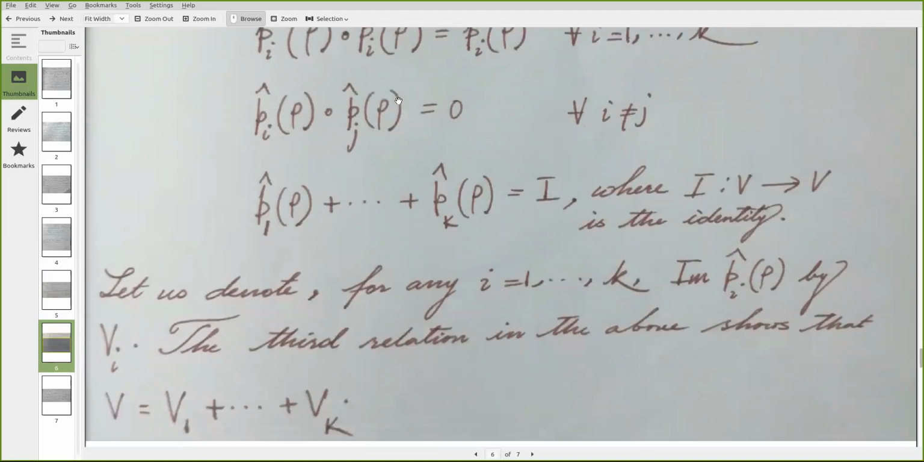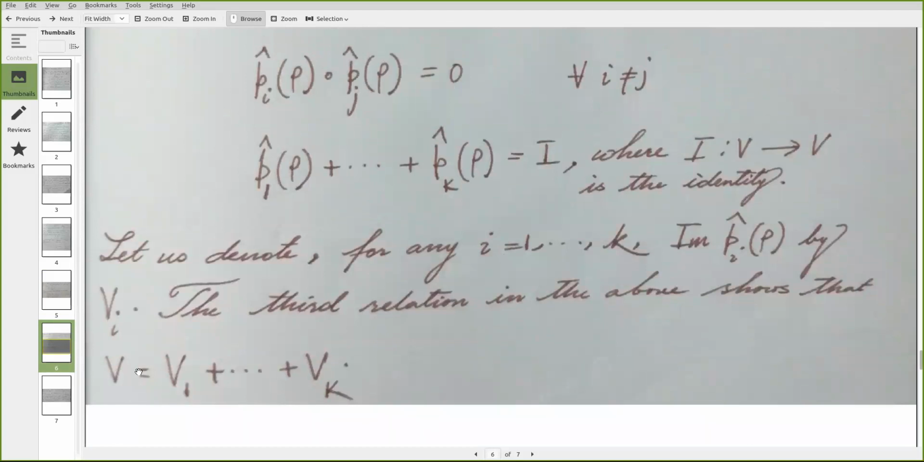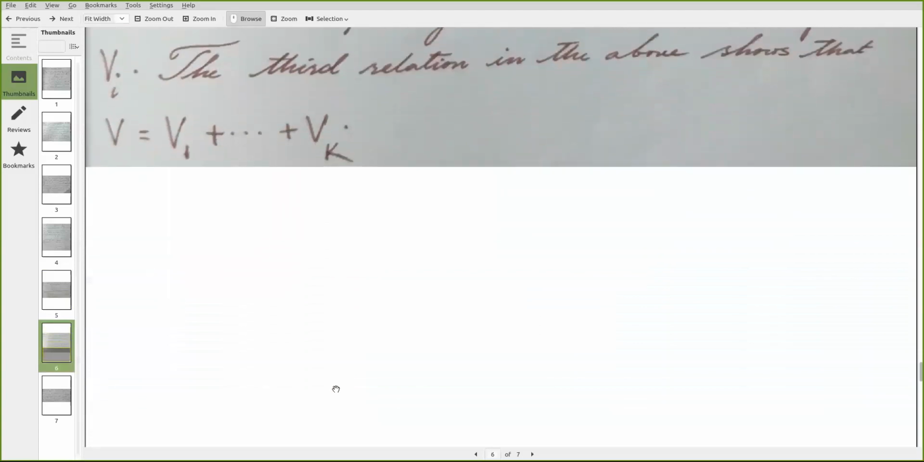Now to finish today's lecture, denote the image of rho PI hat by Vi. Now this says that V is nothing but the sum of the subspaces Vi, because for any small v, the last identity shows that v is rho P1 hat applied on v plus rho P2 hat applied on v plus up to rho Pk hat applied on v. So each v can be written as a sum of elements from the Vis. Therefore V is the sum of these subspaces.